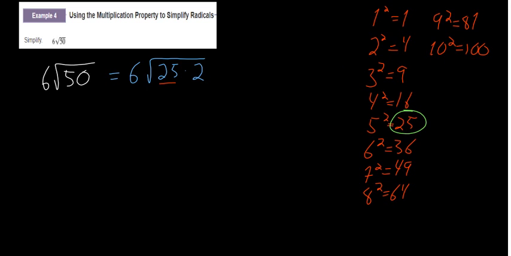All right, so this ends up being 6 times, and then we're going to pull the square root of 25 out, which would be 5, and then leave that square root of 2 in there. And then, well, 6 times 5, that's 30, and we got 30 times the square root of 2. Okay, so that wasn't too terrible.